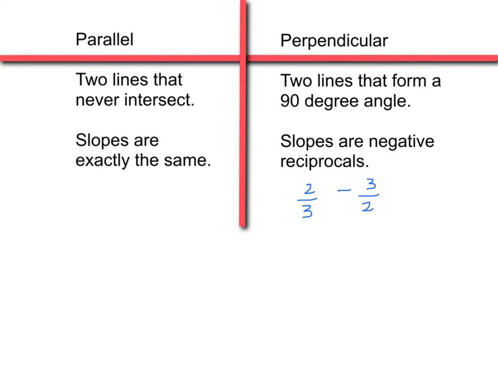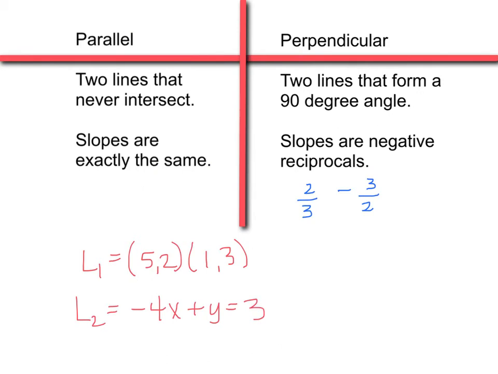Let's look at an example. Let's say I would give you line 1 has the points 5, 2 and 1, 3 on it. Line 2 happens to be -4x plus y equals 3.